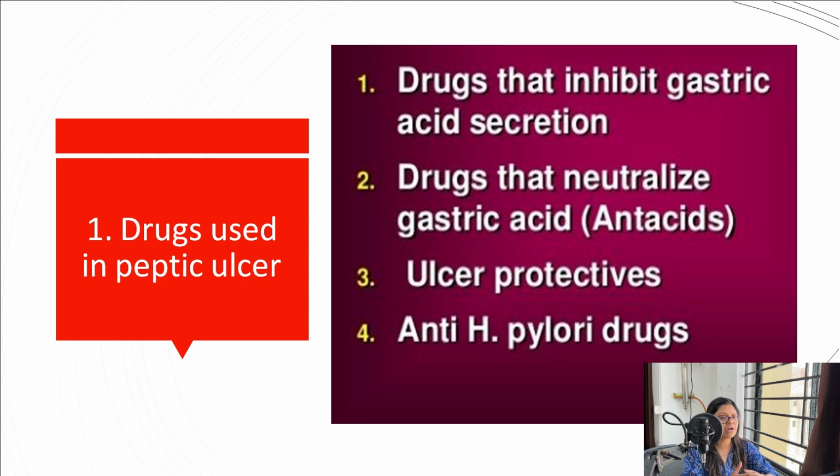Second are the drugs that neutralize the gastric acid, most commonly the antacids. The name itself tells you that it is anti-acid. Third are the ulcer protectives, and fourth are the anti-Helicobacter pylori drugs. Helicobacter pylori is the causative agent that mainly causes the ulcer.